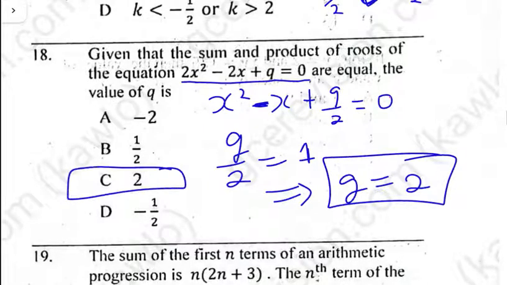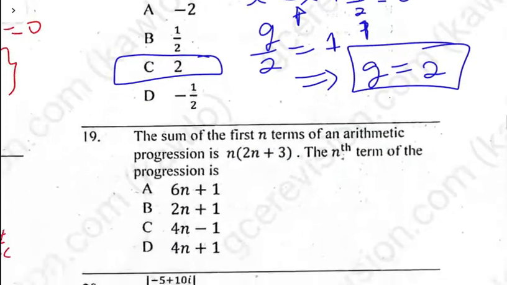I'm sorry about that. Okay, sum and product of roots, because the sum of roots is 1 here, the product of roots is q on 2. If these are equal, then q on 2 should be equal to 1, right? Okay, question 19.